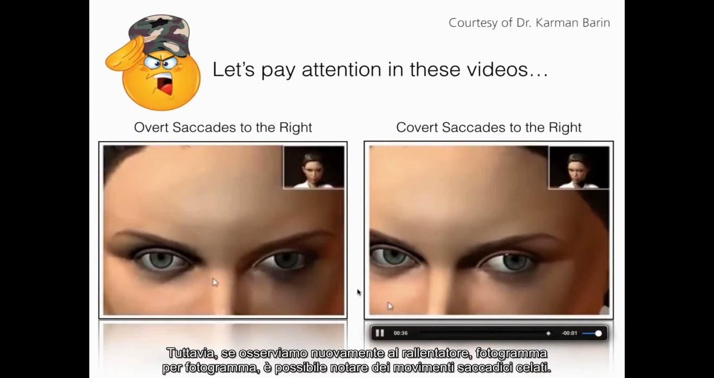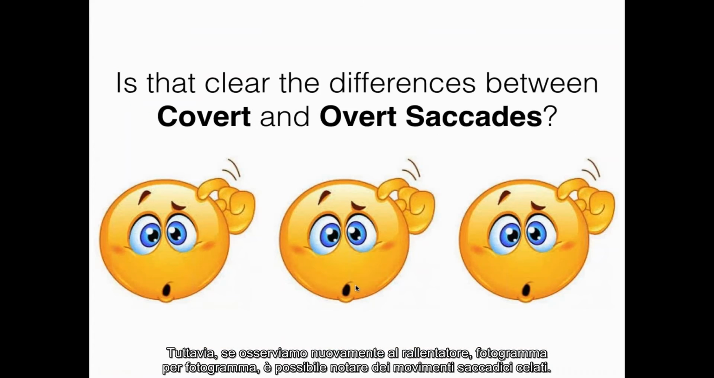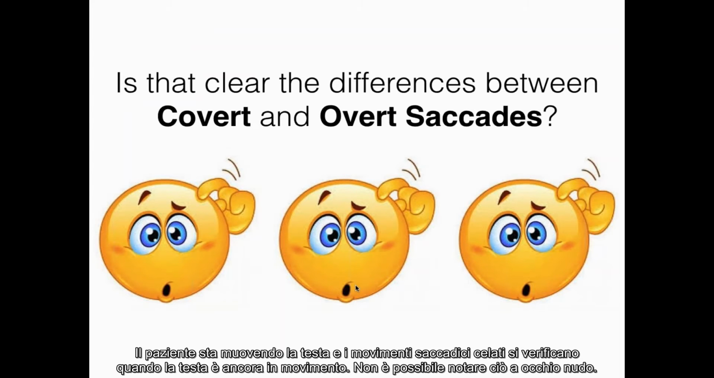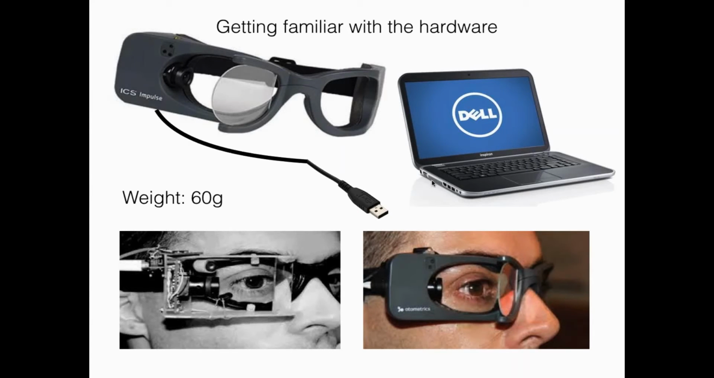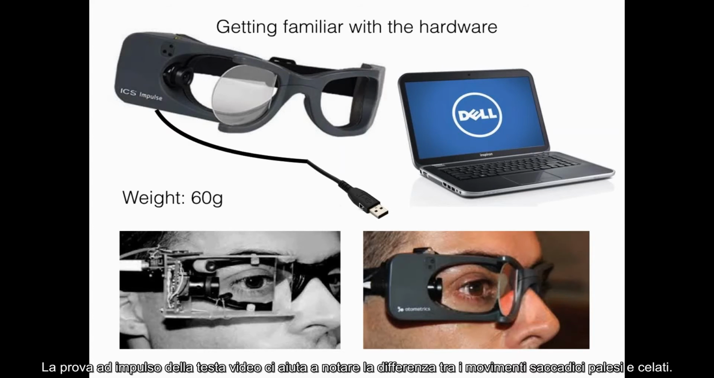But if we look at this patient in very slow motion, frame by frame, you're going to understand what is a covert saccade. Look here. The patient is moving the head to the right, the head is still moving, and oops, and the head is still moving. So this is a covert saccade. And this is a case you didn't see with the naked eye. But the video head impulse can show us that. So is that clear, the difference between the covert and overt saccade? I hope so. If not, we're going to go through the questions.